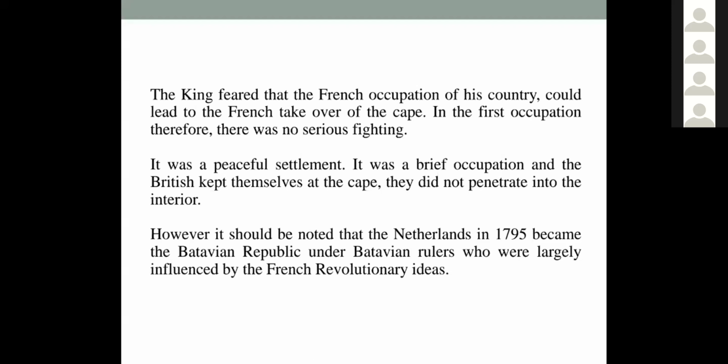However, it should be noted that in 1795 the Netherlands became the Batavian Republic under the Batavian rulers, who were largely influenced by the French Revolution. We are taking note of the events in Europe now: in 1795, as I have told you, the king was overthrown. Now we have the Batavians ruling Holland, and Holland, or the Netherlands, is renamed and becomes a different country called the Batavian Republic.